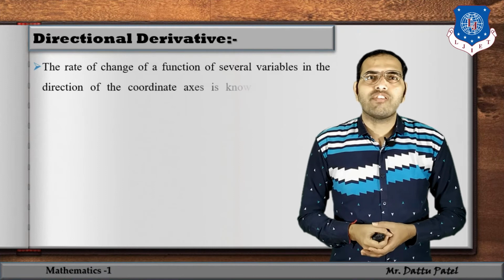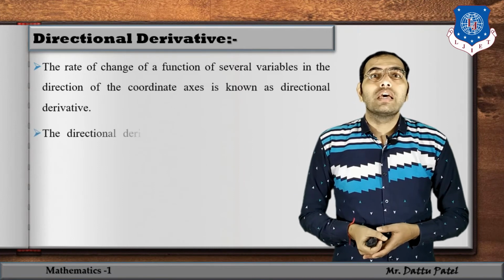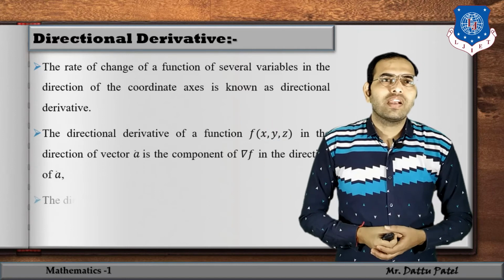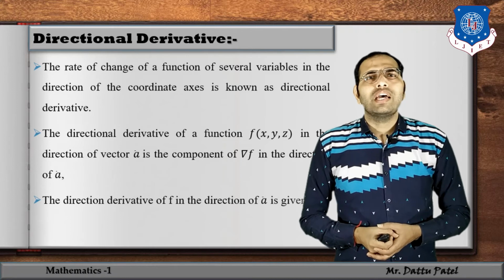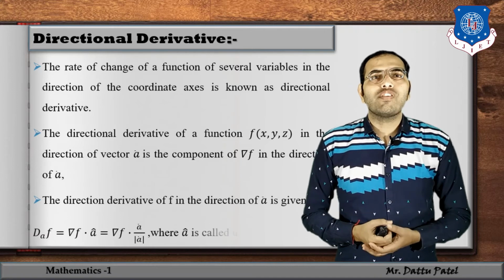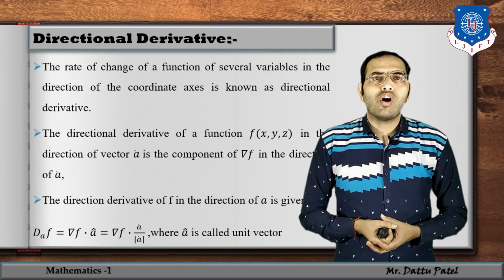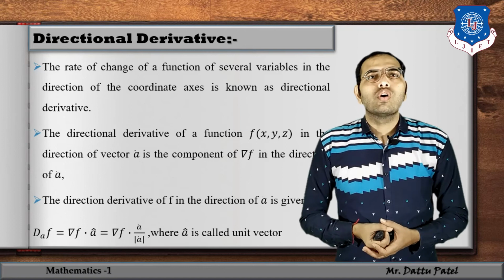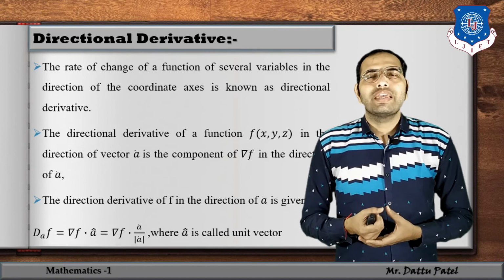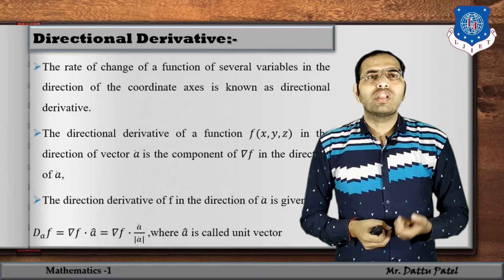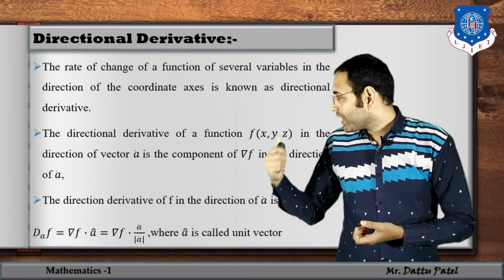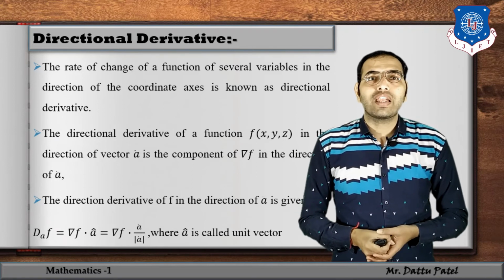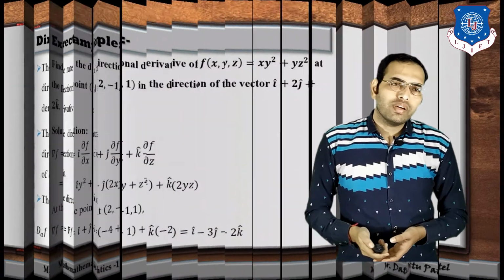The rate of change of a function of several variables in the direction of the coordinate axis is known as directional derivative. The directional derivative of a function f of x, y, z in the direction of a vector a bar is the component of nabla f in the direction of a bar. It is given by D a of f equals nabla f dot a cap. Here a cap is the unit vector, for which the formula is a bar upon mod of a bar.